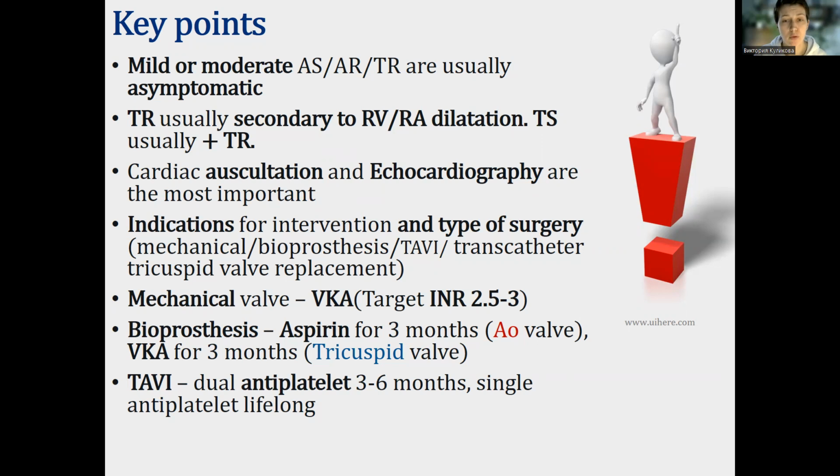If the patient underwent mechanical valve replacement, he needs a vitamin K antagonist, target INR from 2.5 up to 3. Bioprosthesis: aspirin for 3 months in case of aortic valve, vitamin K antagonist for 3 months if it's a tricuspid valve. TAVI: use double antiplatelet therapy from 3 to 6 months and single antiplatelet lifelong.